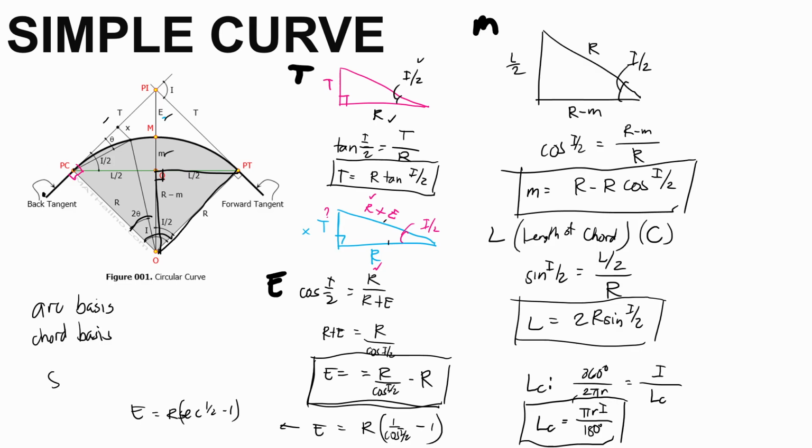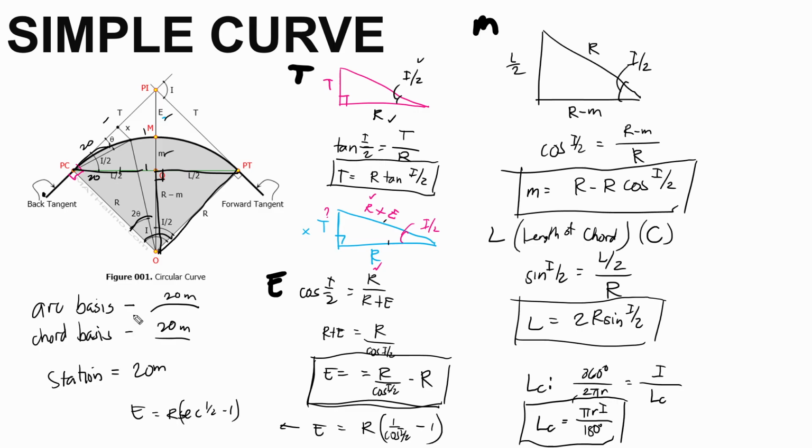Dalawang way kung paano siya gamitin. So, si arc basis, isang station kasi is equal to 20 meter. Ngayon, kapag arc basis, yung arc yung i-measure na 20 meter. So, ito yung 20 meter. Pero kay chord basis, yung chord yung i-measure na 20 meter. So, ito yung i-measure na 20 meter. Syempre, magkaiba yung position niya. Kasi magkaiba yung length, mas mahaba yung curve.